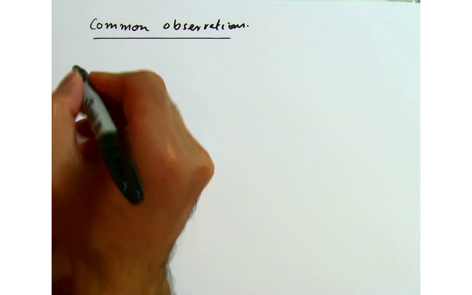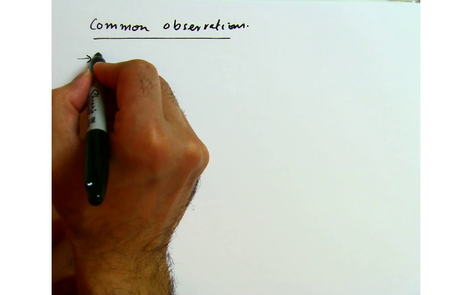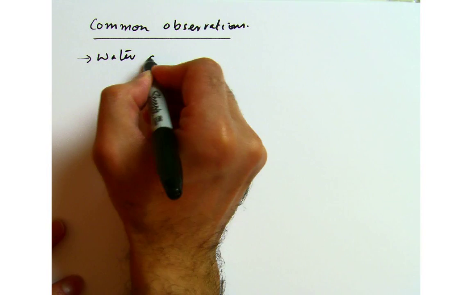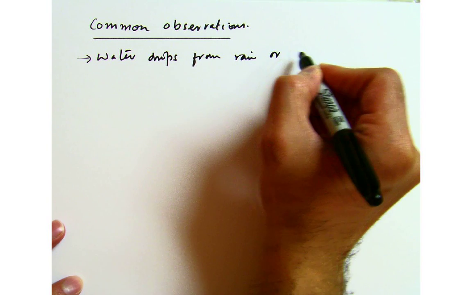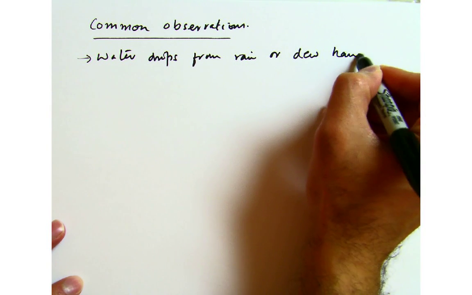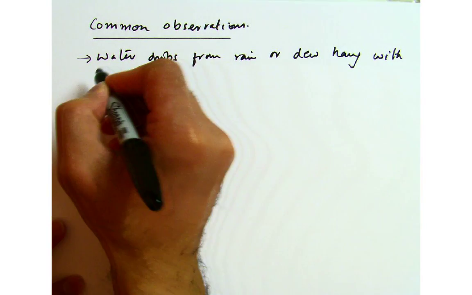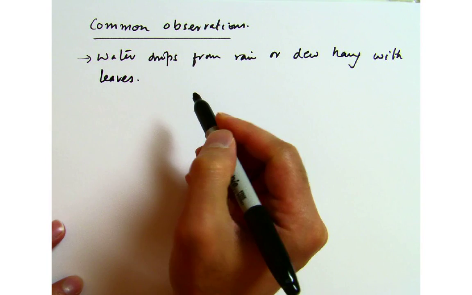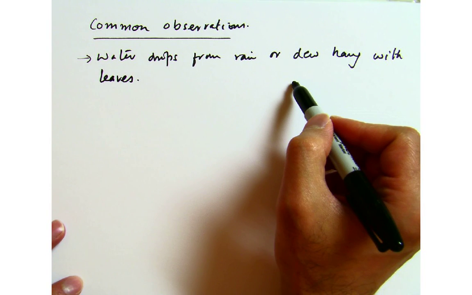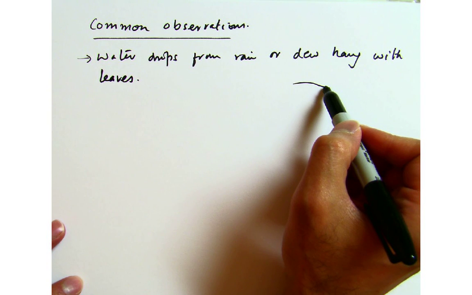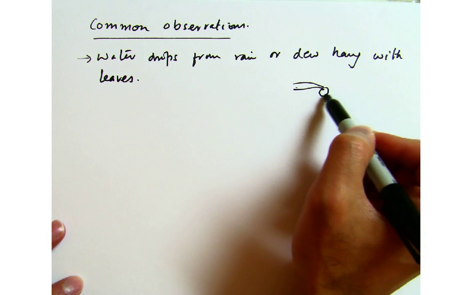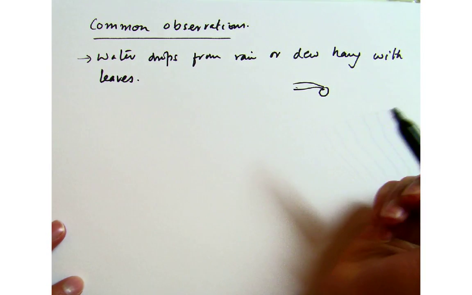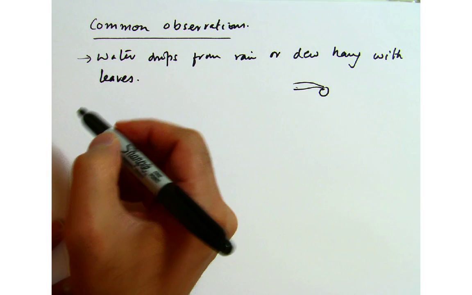Some of the observations related to surface tension: you must have noticed that the water drops from rain or dew hang with leaves. Even though the water is much heavier, they are still hanging with the leaves. So if this is your leaf, the water drops are hanging, and you know that they have a pretty high weight, but they are still hanging with the leaf.